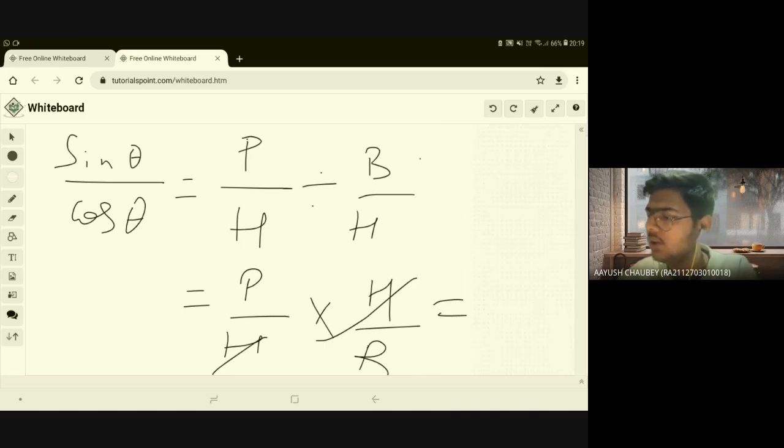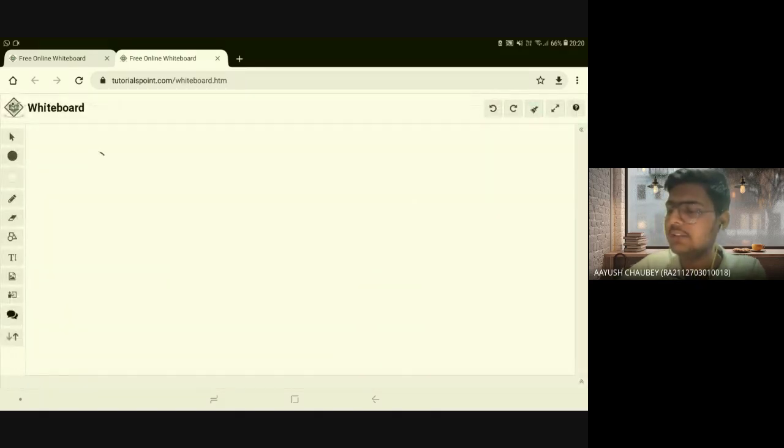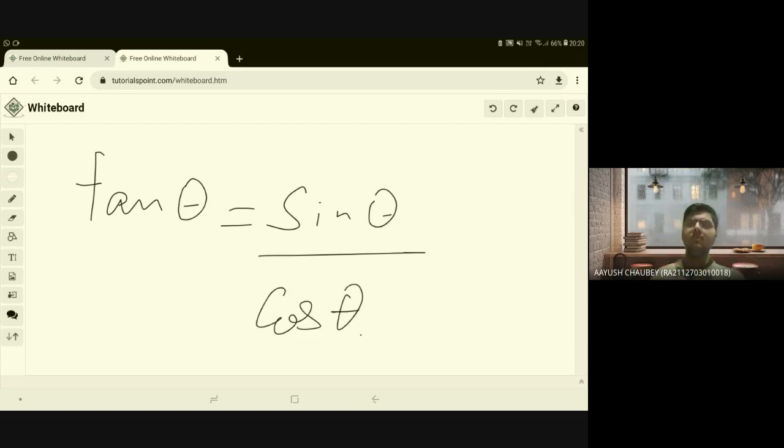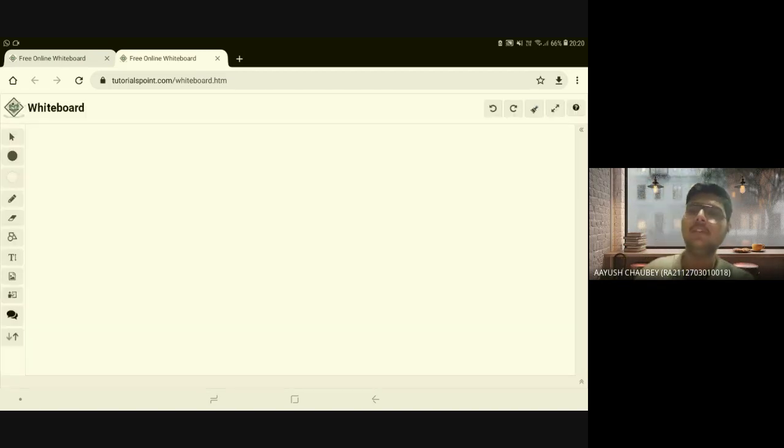We will get perpendicular divided by base, which is none other than tan theta. So we can write it as tan theta is equal to sine theta divided by cos theta. Other than that, there are some fixed values already given for some values of theta. For some values of theta, there are fixed sine, cosine and tangent values, which I will tell you later.